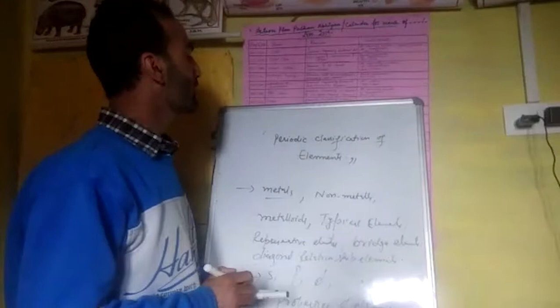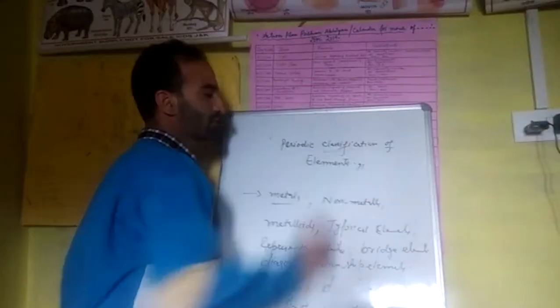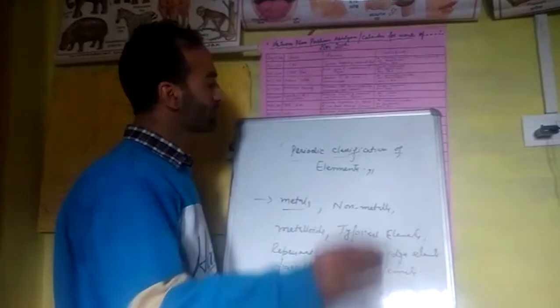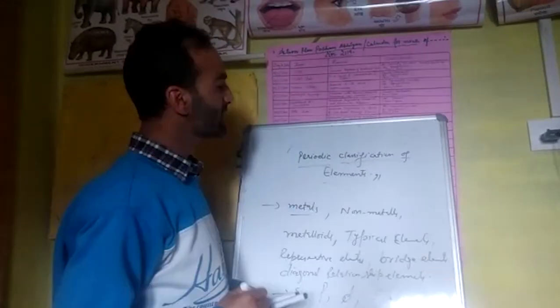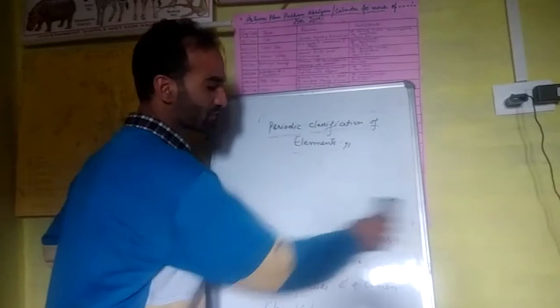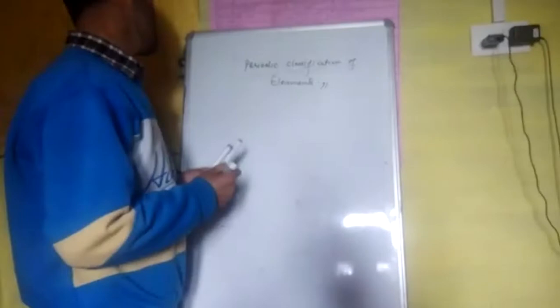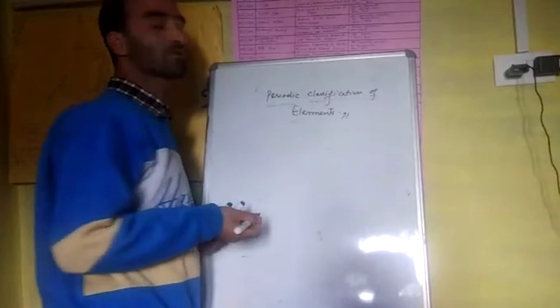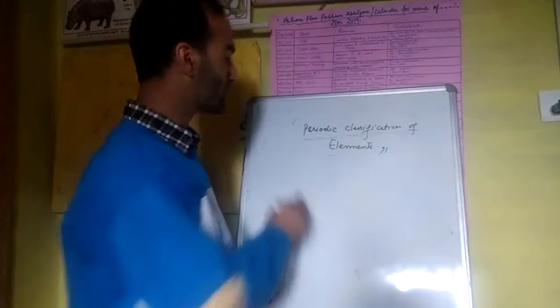So let us start from the headline of this chapter, that is periodic classification of elements. This chapter consists of three parts. You might have heard in the earlier classes, like in junior classes, 9th class, about what is an element. And in the previous class, I also told you what are elements.